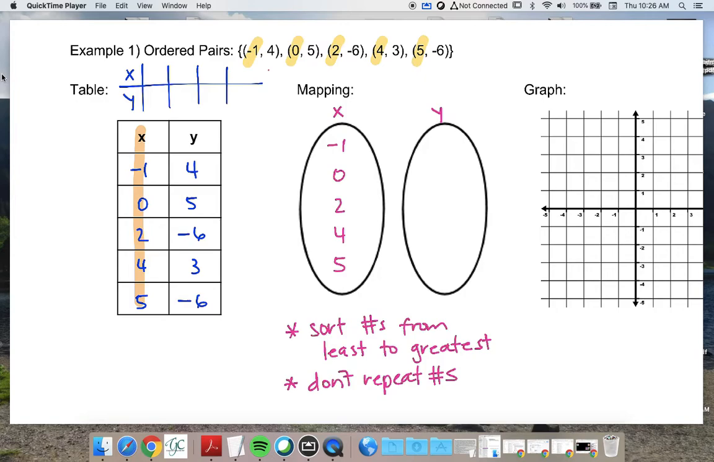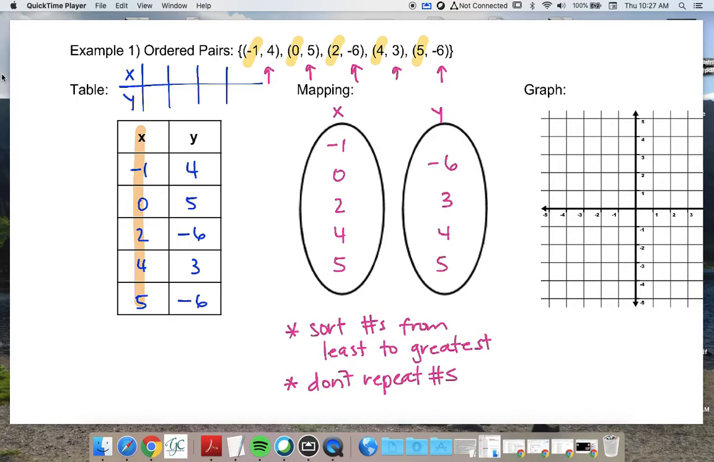Now we do need to make sure we put them in order, so we're going to start with the smallest number, which would be -6. Now -6 does show up twice in our ordered pairs, but we only write it once in the mapping diagram. Then we'll move to 3, then 4, then 5.